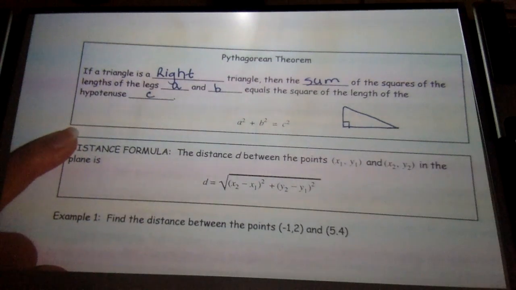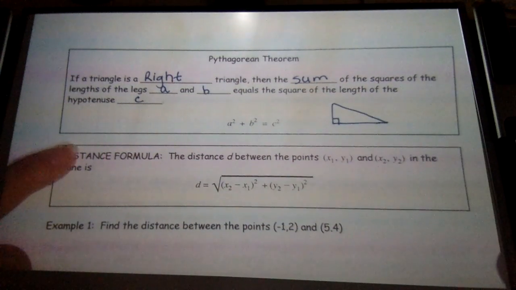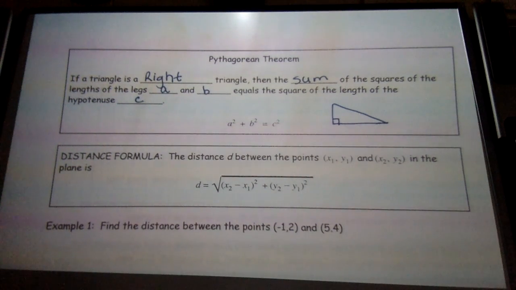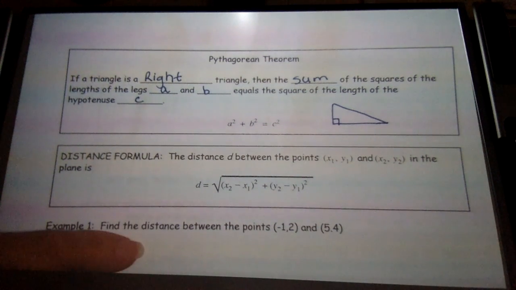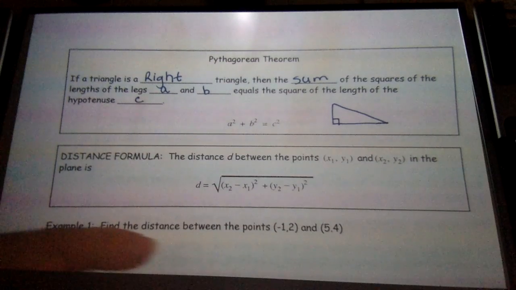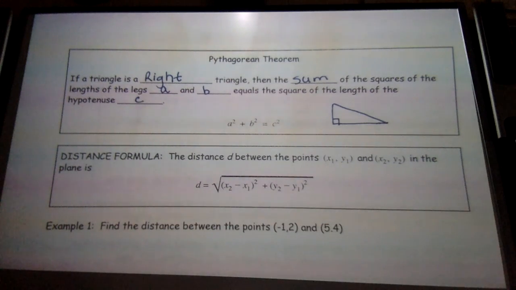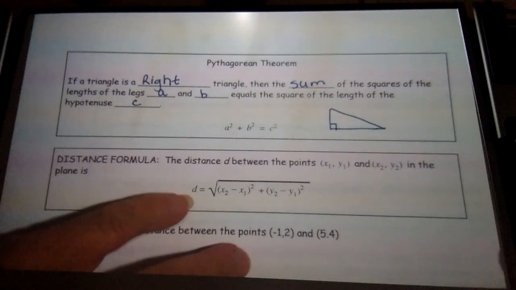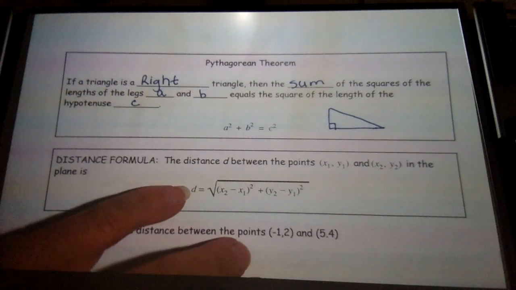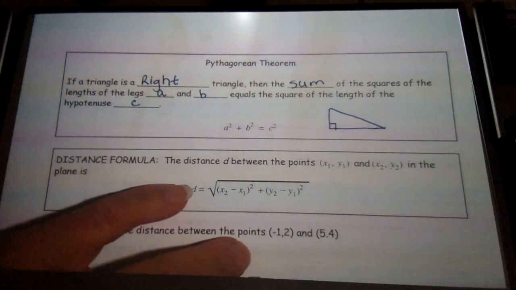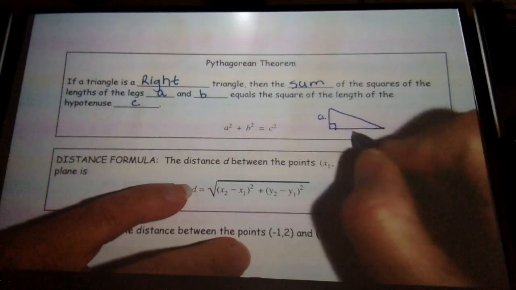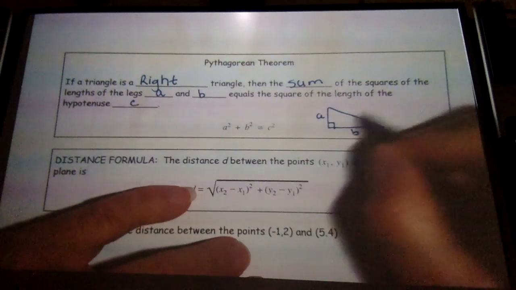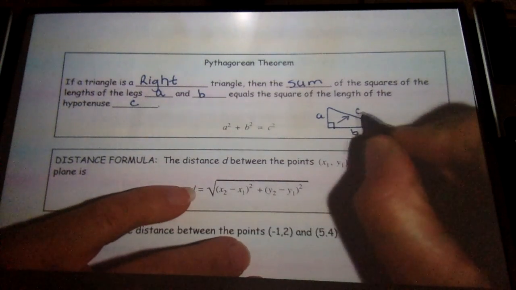So here's a right triangle. Where will I find my legs of it? I heard someone say the shorter two. Yeah, those two, the shorter two. How do I know which ones are the shortest? The two that make the right angle, because the hypotenuse, which is the longest side, is always opposite the right angle.